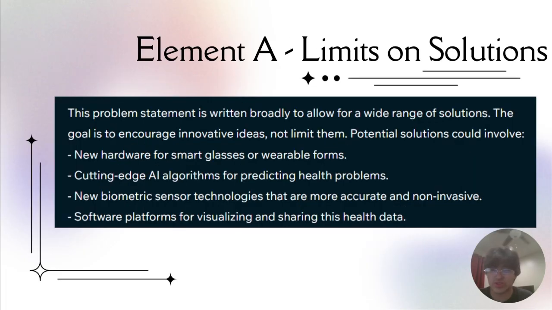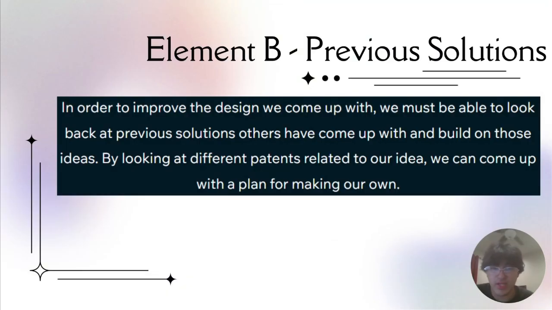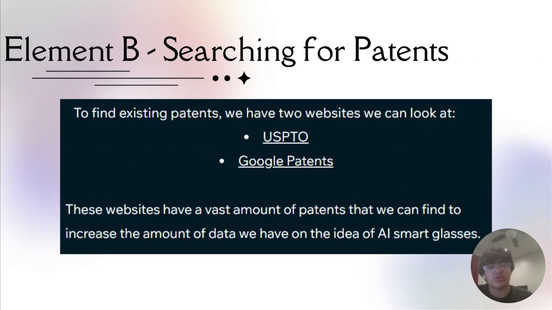This is Limits on Solutions, basically saying that new hardware for smart glasses, cutting-edge technology, new biometric sensors, these are all things that make this project doable because of how advanced this technology has gotten. In order to improve our design, we have to look back at previous patents and ideas that people have had in order to integrate those into our design. So searching for these patents, we used USPTO and Google Patents in order to find these ideas.